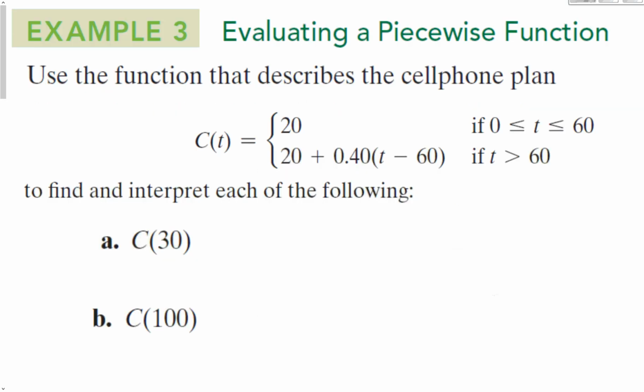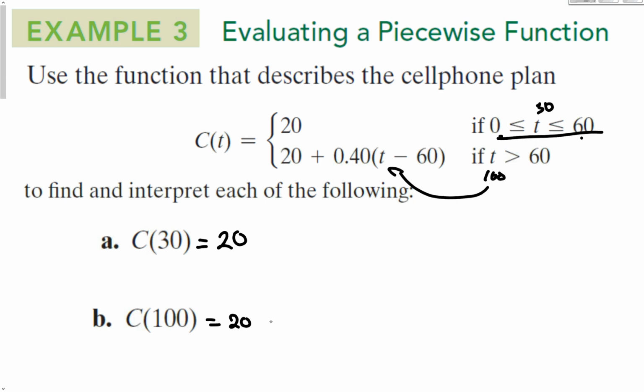So let's calculate this. I can easily calculate C of 30 and C of 100. Well, I have to decide first which function to plug in the number for. T is going to be 30 because that's what I want to evaluate my function at, which means it's between 0 and 60, so I'm going to use this first function, which means C of 30 is just 20. There's nowhere to plug in the 30. However, for the 100, because that is bigger than 60, I now plug it into the second function.